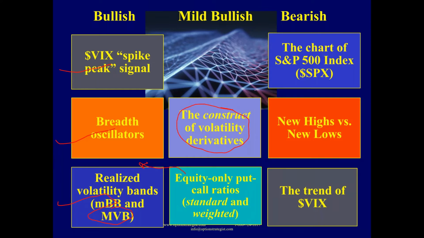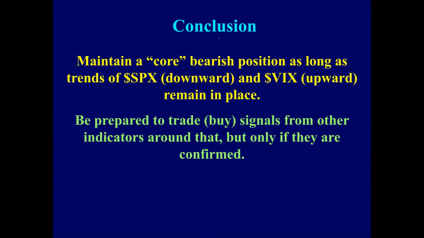So what's still bearish? Well, new highs versus new lows, the trend of VIX as long as VIX is above 24, and then the S&P chart itself, unless it can overcome some of those resistance areas up to 4017 and slightly above that, that's still a bearish chart too. So we are still holding on to our core bearish position because of those trends downward in SPX and upward in VIX, but we are trading those other buy signals around that.